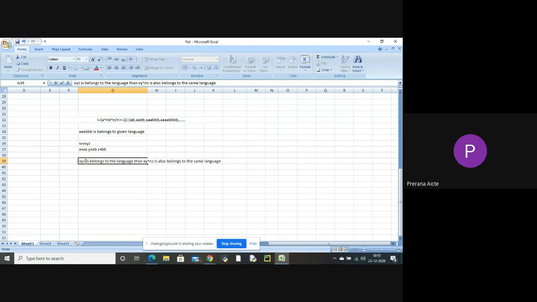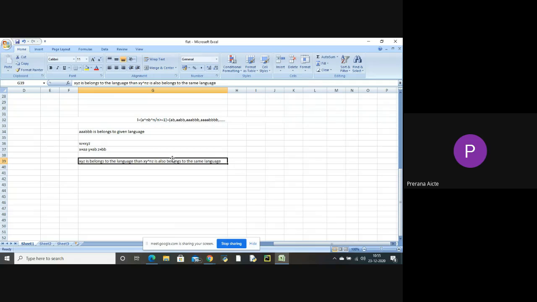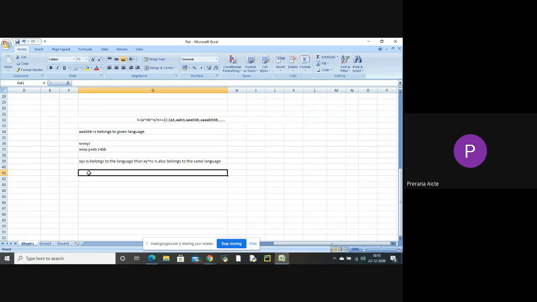Is also belongs to the same language, then the language is said to be regular language. Here W is equal to AAABBB. This is the language.